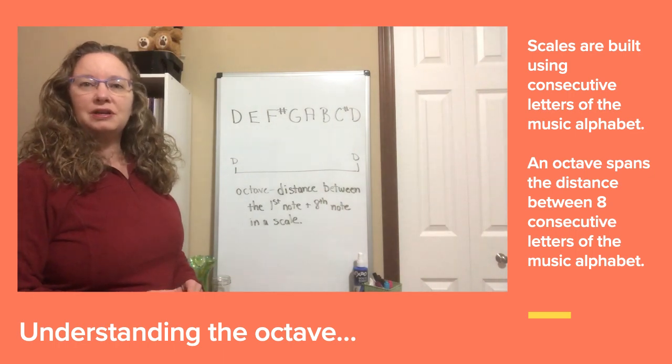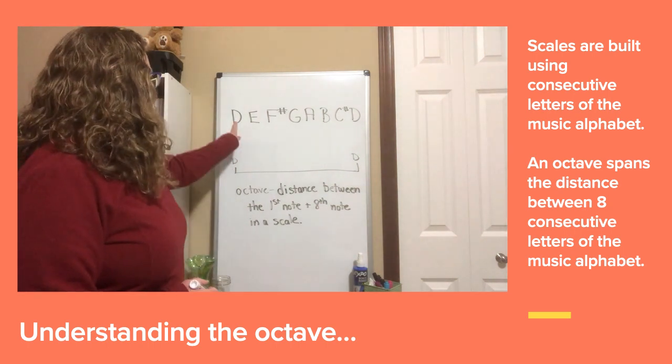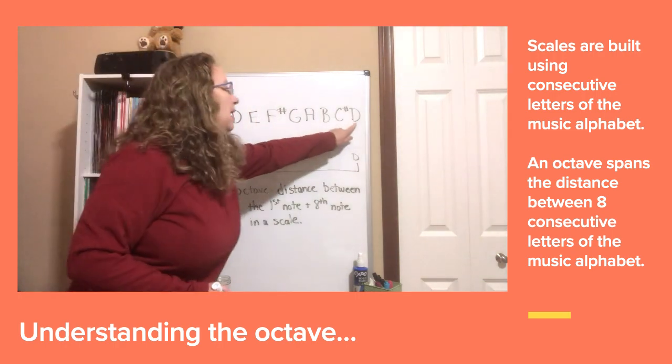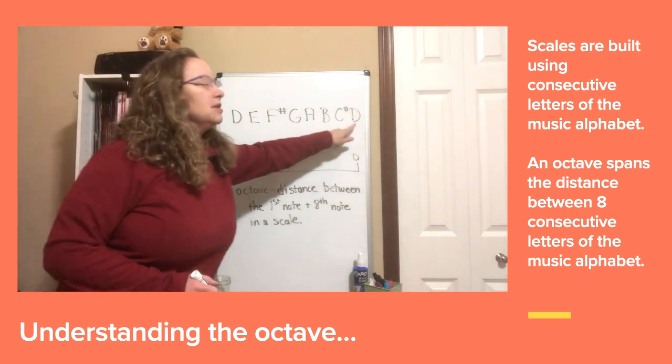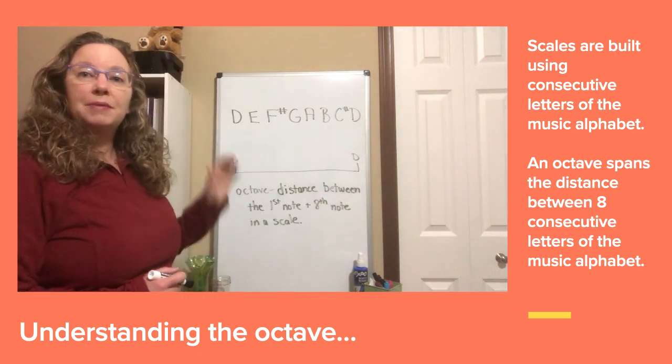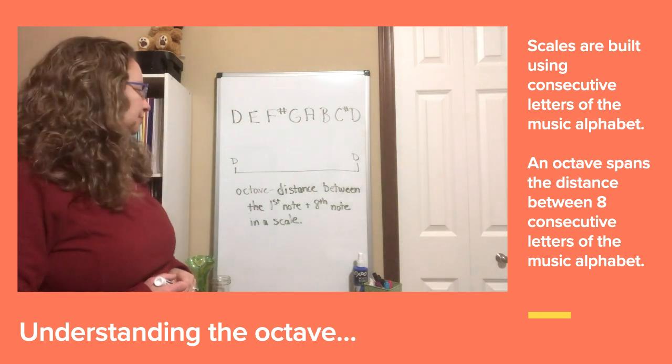To understand what an octave is, we need to examine the notes of a scale. So I've written the notes of the D scale here. An octave is the distance between the first note of the scale and the eighth note of a scale. So an octave always has the same letter. From a D string to a high D would be an example of an octave.